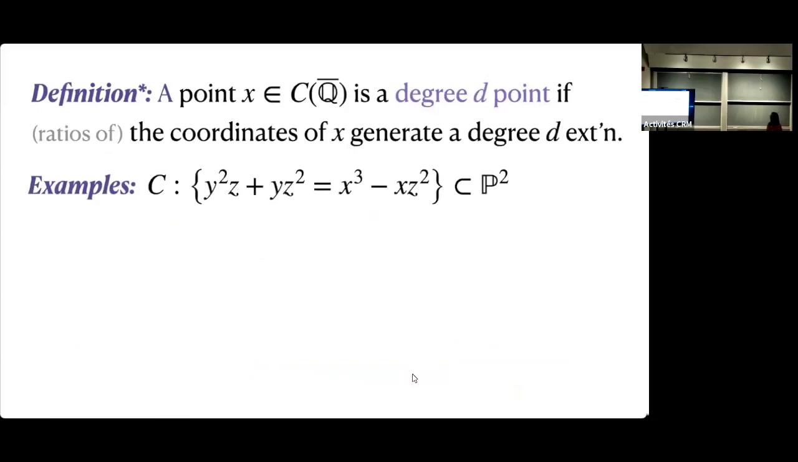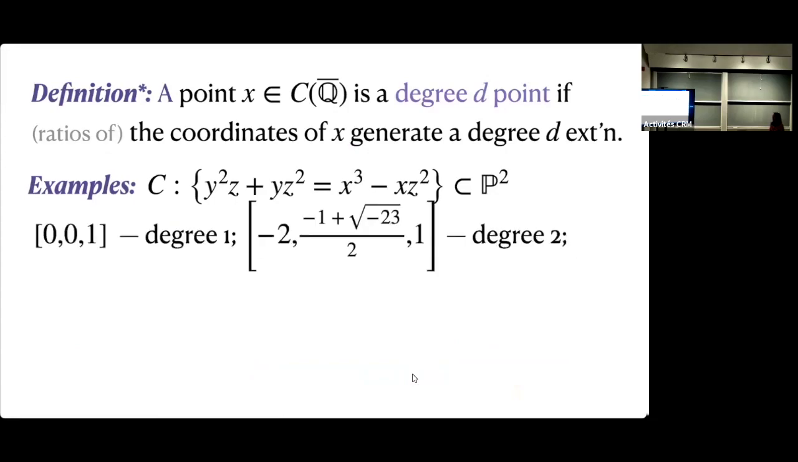So let's look at some examples. If I take this cubic equation in P2, this has a rational point. If I plug in x and y are 0 and z is 1, that's a degree 1 point. I could also set x to be -2 and z to be 1. And then you see I get a quadratic equation in y. Probably that's too much to do in your head, so you just have to take my word for it that if you solve for y, you get this from the quadratic formula. So that's a degree 2 point defined over a quadratic extension.